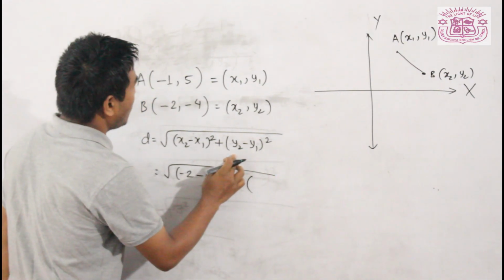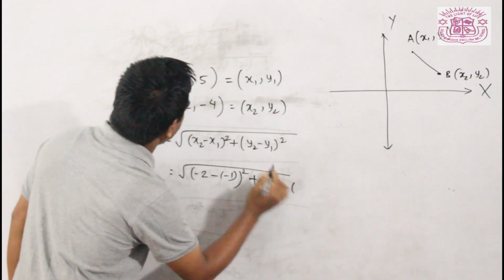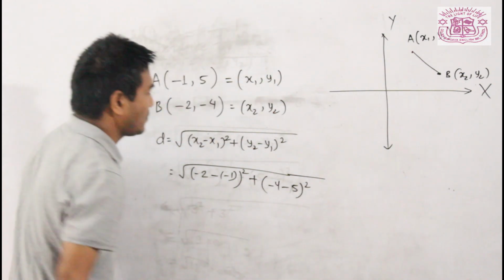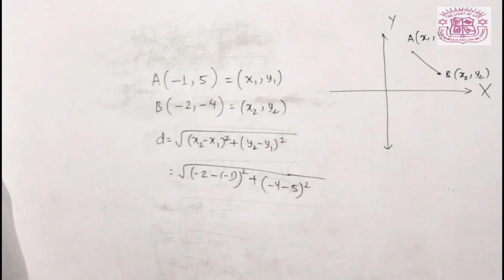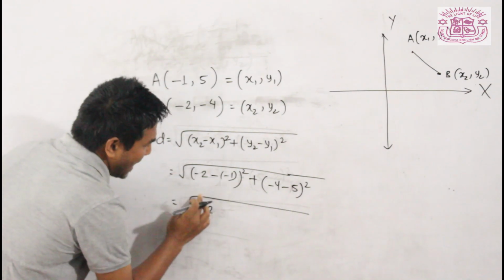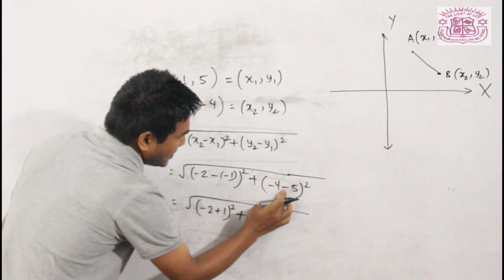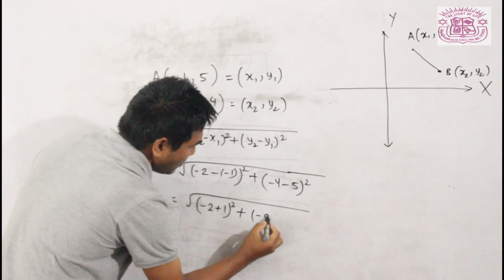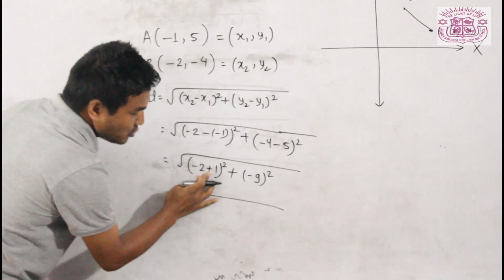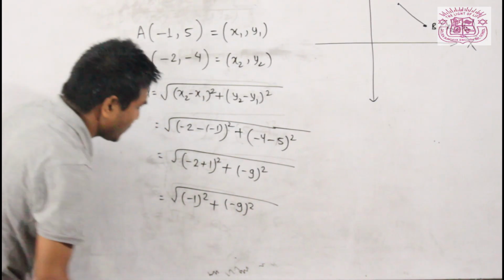Similarly, the value of y2 is what? y2 is minus 4, minus y1 is 5. So square. Now minus 2 is as it is. So minus minus you will have plus 1 over here, square. Minus 4 minus 5 will give you minus 9. So minus 9 square. From here, minus 1 plus 1 is minus 1 square, plus this is minus 9 square.